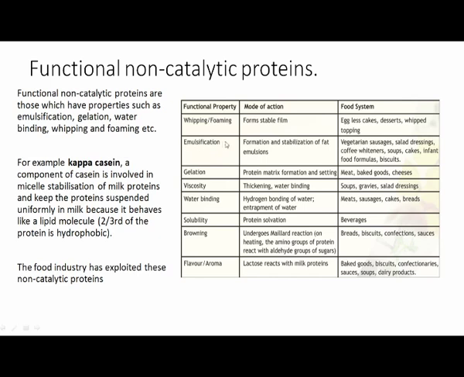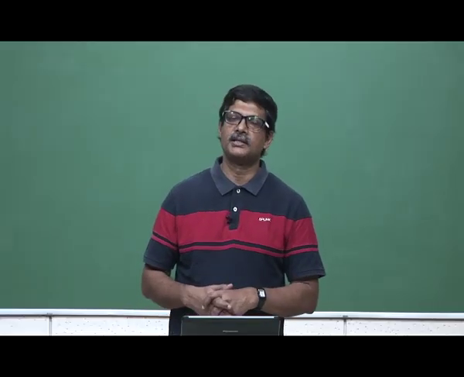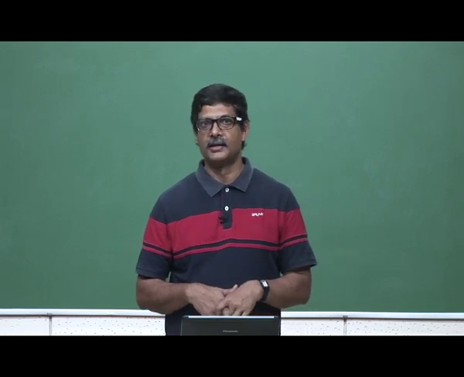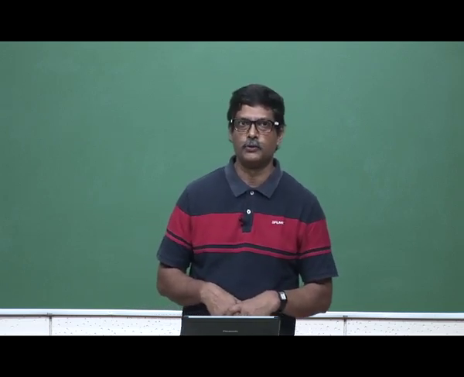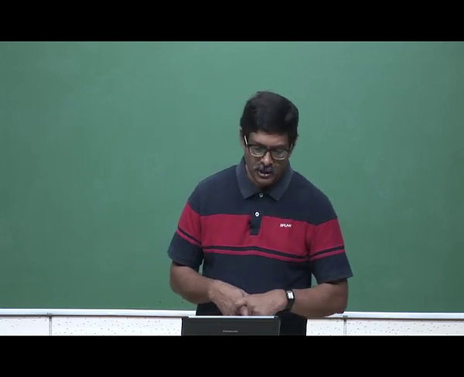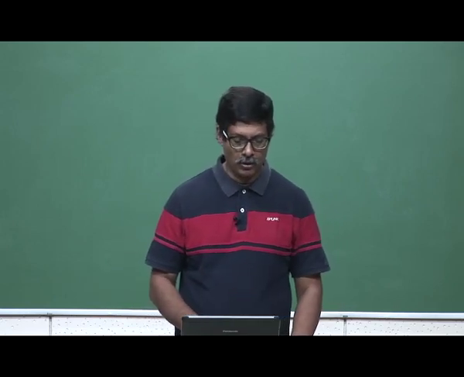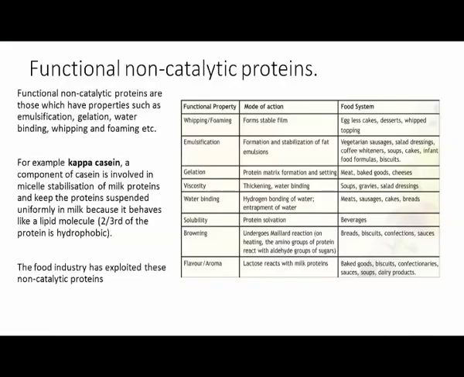You need to do emulsification, which is formation and stabilization of fat emulsions. Vegetarian sausages, salad dressing, coffee whitener, baked goods, biscuits, confectionery, sausages, everywhere you need some protein to be working. These proteins are not essentially catalytic, they are not essentially growth promoting, but they do some function, for example, protein solvation, protein stabilization, protein emulsification, whipping, foaming, or various other such activities.